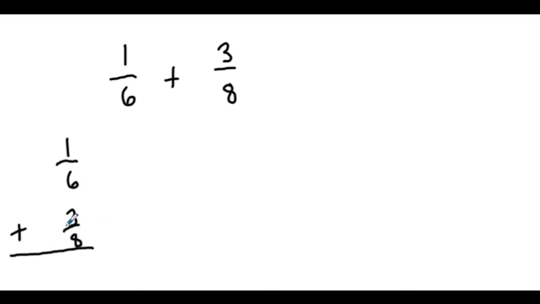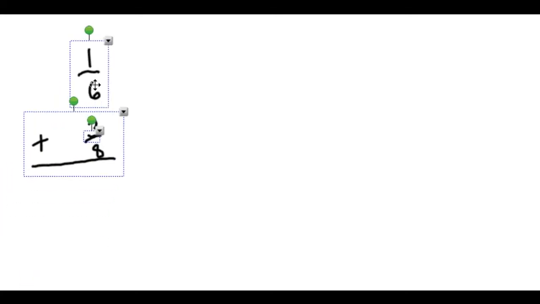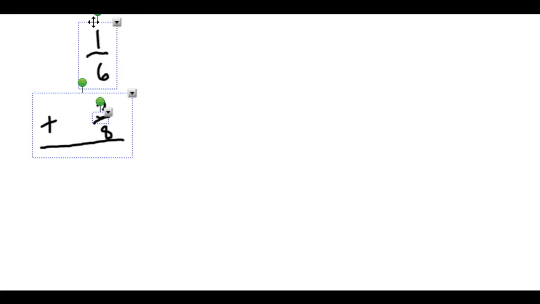Now you can see that when we have this in vertical form, it's the same as this, it's just in a different format. So I'm going to eliminate this here. I don't want to use this anymore, so I just get rid of it. And now I can move this into a more prime position to work on. So now I'm looking at 1/6 plus 3/8 again, but it's in vertical form.